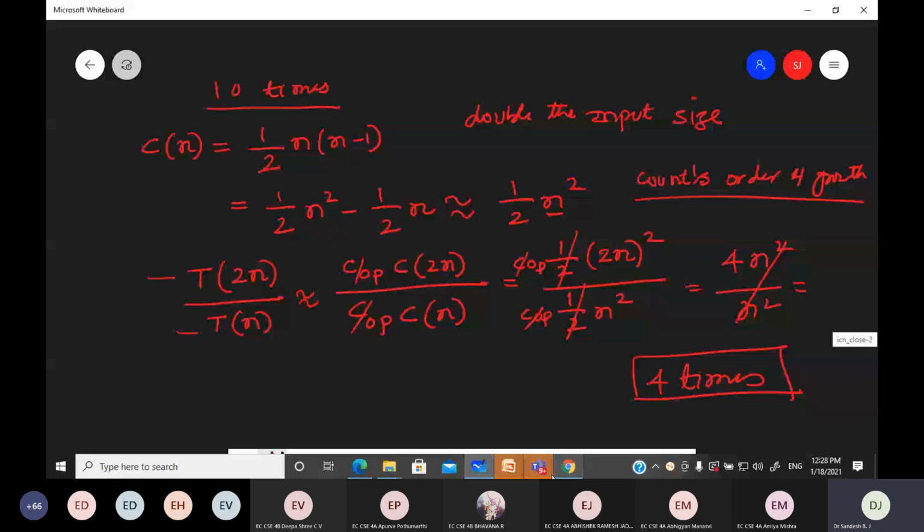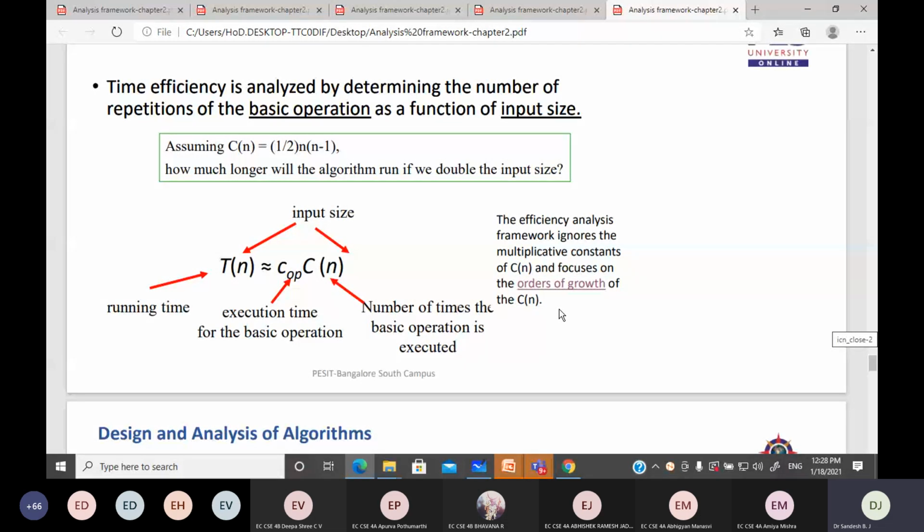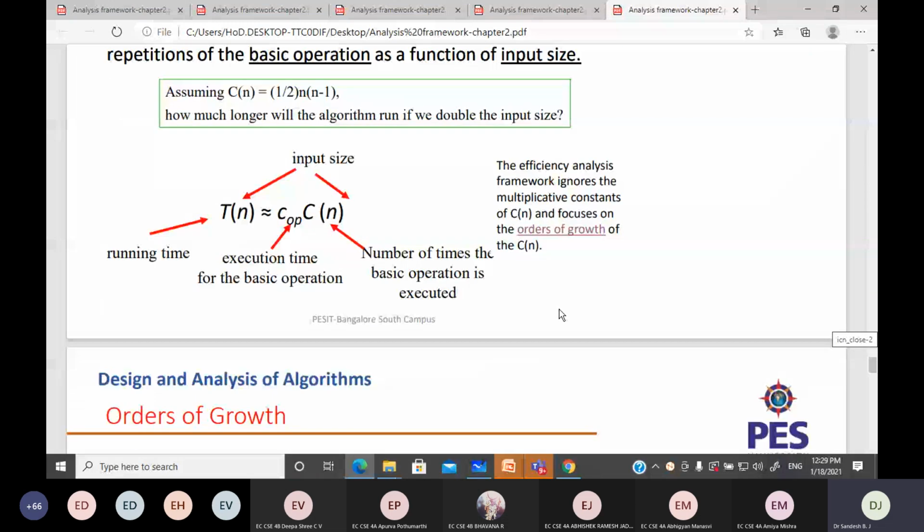Okay, so assume that C(n) is half n into (n minus 1). How much longer will the algorithm run if we double the input size? It is 4 times. We have solved it. The efficiency analysis framework ignores the multiplicative constant of C(n) and focuses on the order of growth of C(n). As input size increases, the time taken also increases. So we are only concentrating on that in our analysis framework. It is not for smaller inputs; we'll be interested in larger inputs.